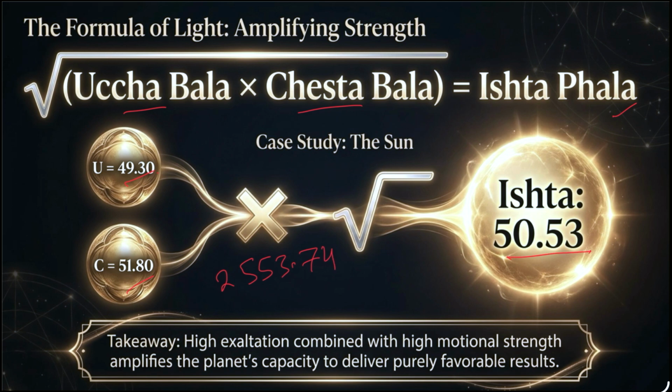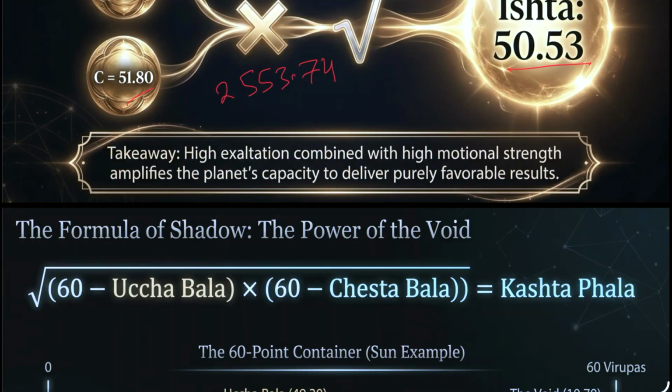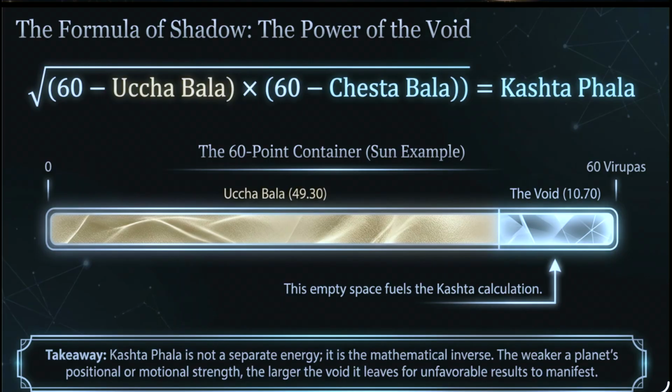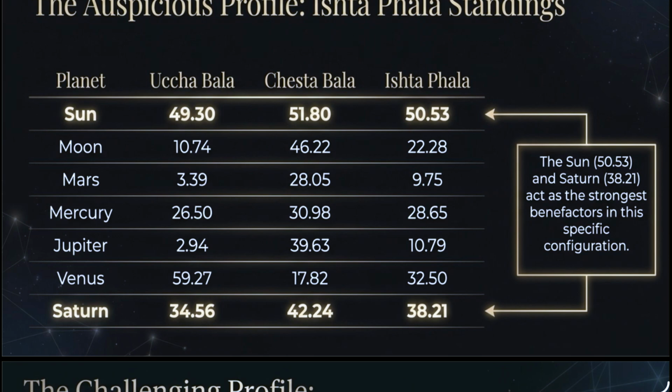It is a simple calculation, just multiplication, and then using a scientific calculator you can take the square root to get the Ishta Phala of the planet. The calculation for Kashta Phala is the square root of (60 minus Uccha) multiplied by (60 minus Chesta). Here I have shown the calculation for every planet. Sun has the highest Ishta Phala and the second highest is Saturn. So in the Mahadasha or Antardasha of these planets, the native would expect to have good results.